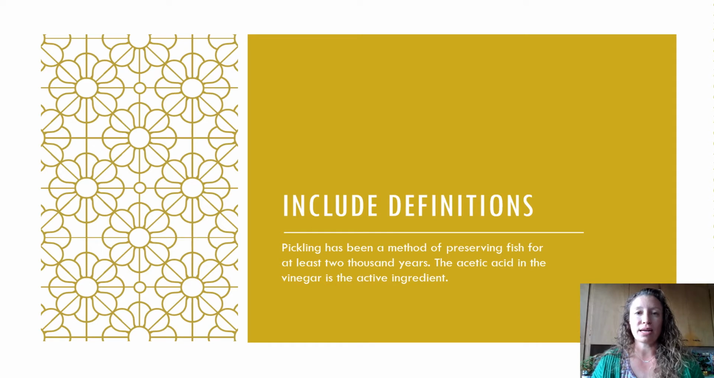Let's use our next method of preserving fish, which is pickling, for this example. I could tell you that pickling has been a method of preserving fish for at least 2,000 years. The acetic acid in the vinegar is the active ingredient. But that might actually leave you with a lot of questions. We might wonder, what is pickling and what really is acetic acid or vinegar? Let's go ahead and build a paragraph defining those terms.